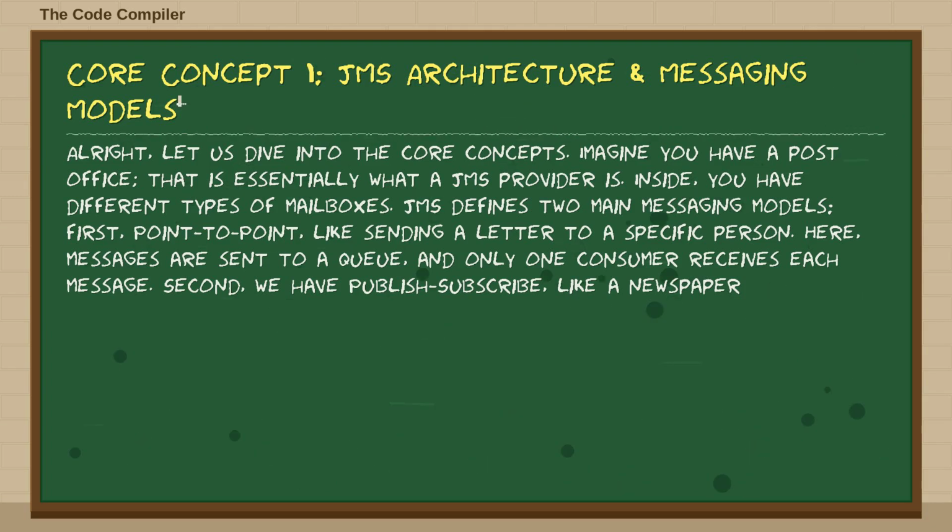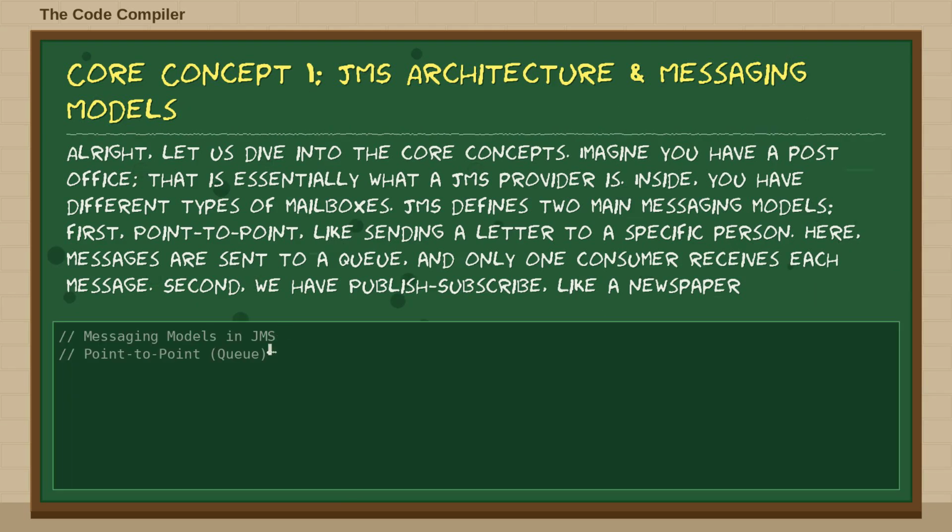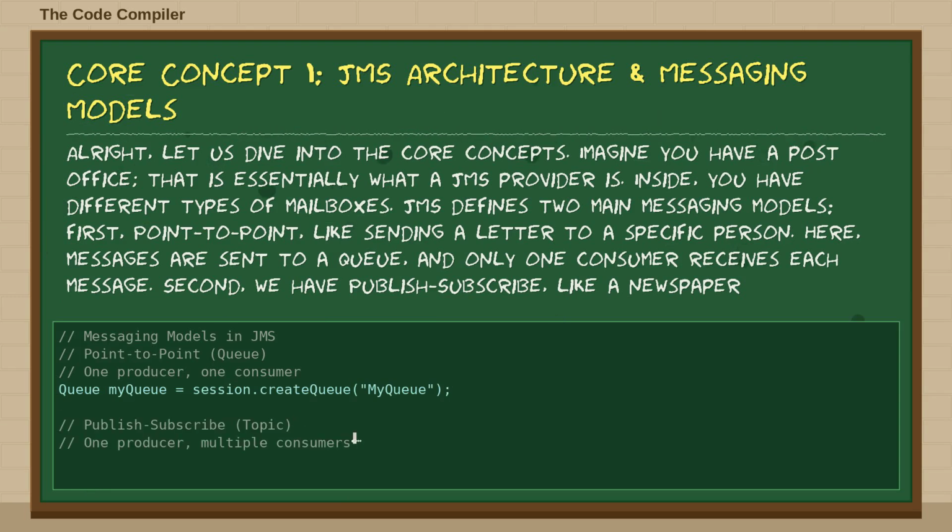Key components include a message producer, which sends messages, a message consumer, which receives messages, and destinations, which are either queues or topics, where messages reside. This setup ensures flexible and reliable communication.